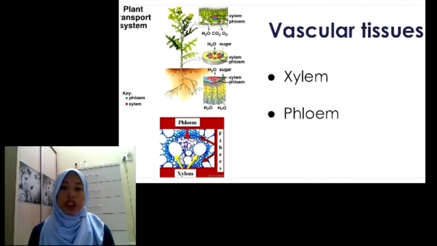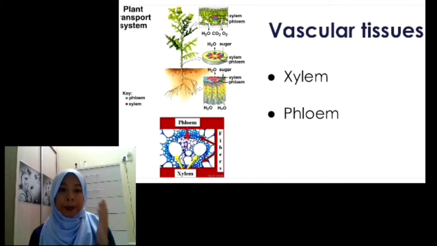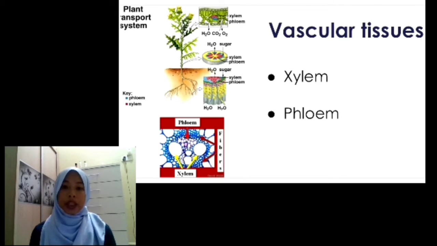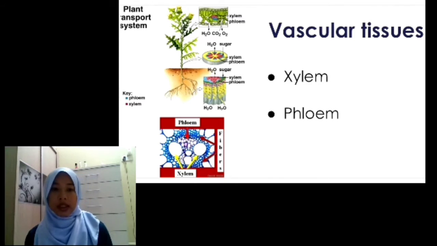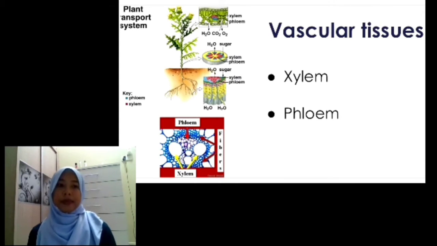Alright, vascular tissues. Vascular tissues consist of two types, which are xylem and phloem. The role of xylem is to transport water and minerals to the leaves in the plant, while the role of phloem is to transport the organic nutrients to the leaves in the plants. Okay, we proceed to the next slide.